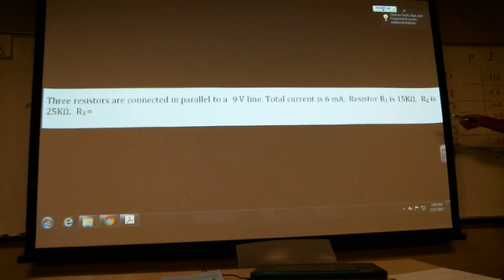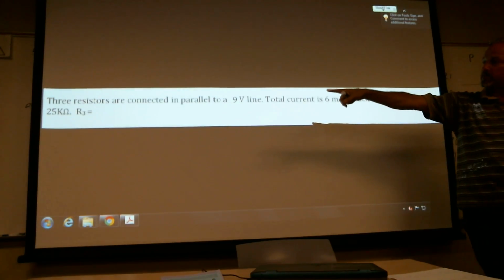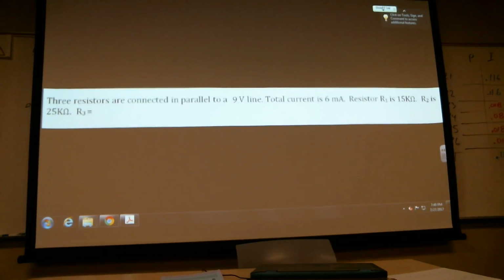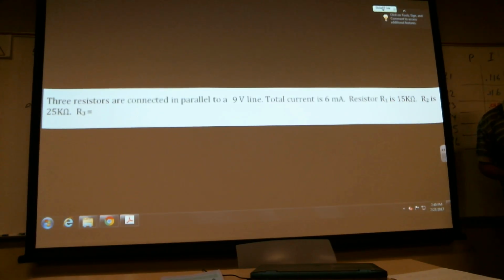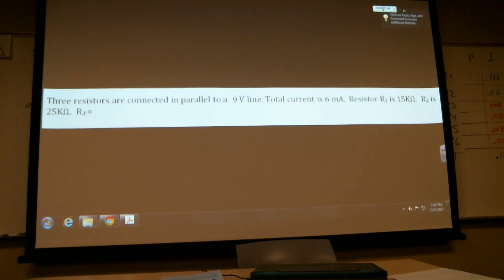In this example, it's 15K, so I'll get a current using 9 volts. And then I'll use the 9 volts and I'll get the current for the 25K. And I'll combine the two currents and subtract it from the total current, and that'll give me my remaining missing current. Okay.